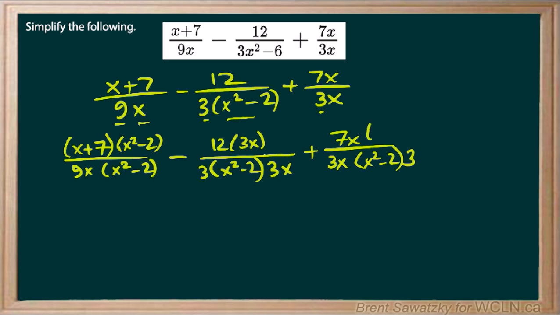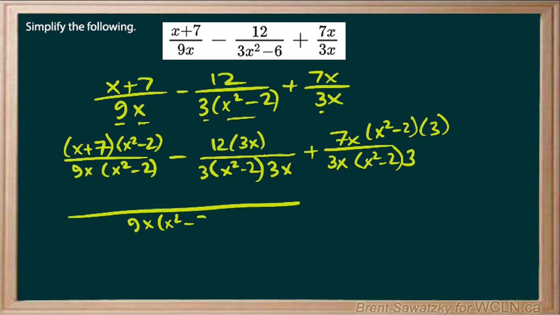So whatever we do to the bottom, we do to the top. So we'll make a note of that. Okay, so now we're at the point where we have that common denominator, 9x, x squared minus 2. And let's go through the top.